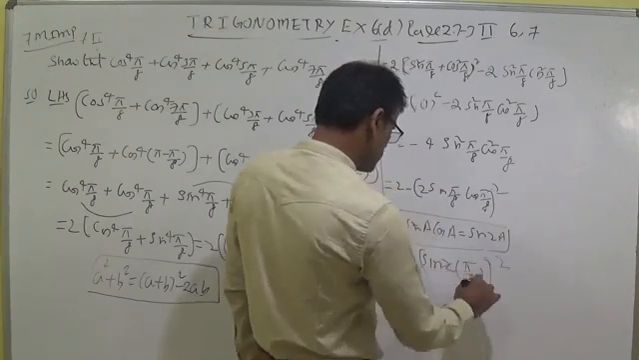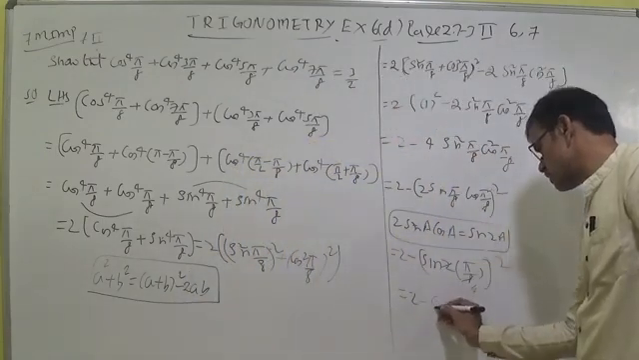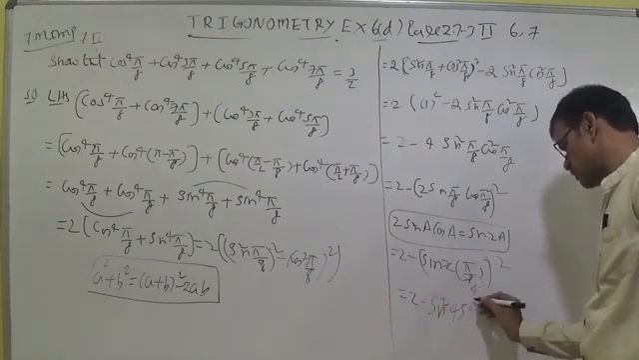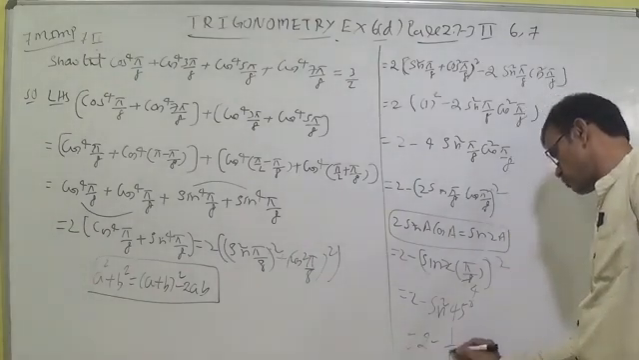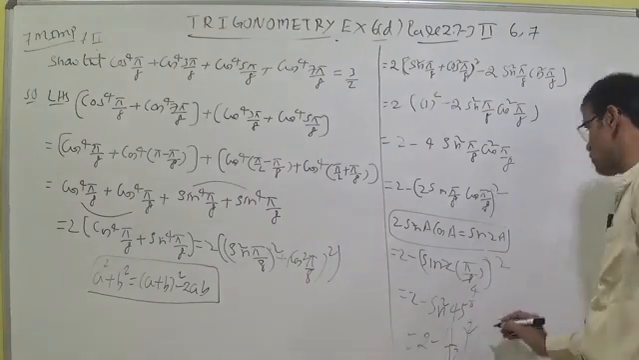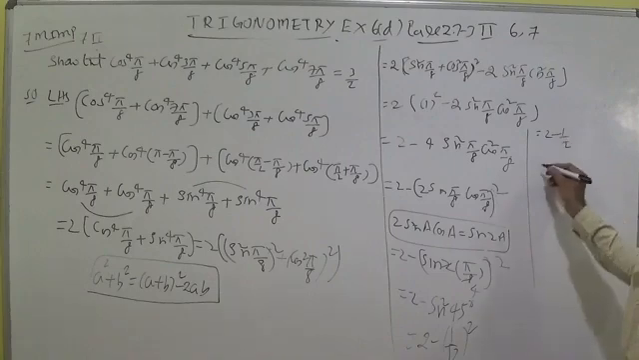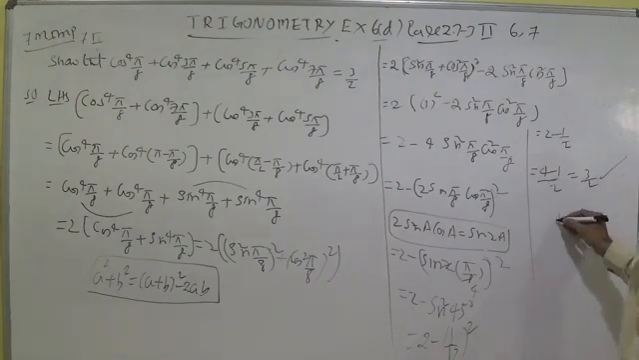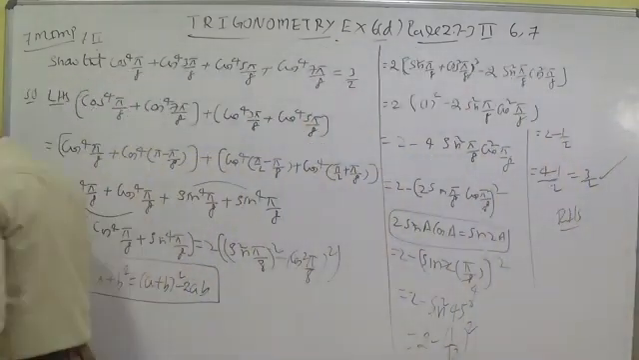Here 2 will be getting cancelled 4 times. That is equal to 2 minus, you can understand here is sin square 45 degrees. 2 minus sin 45 value 1 by root 2. So it is 1 by root 2 whole square. That is equal to 2 minus 1 by 2. Take LCM, so it is 4 minus 1 by 2 becomes 3 by 2. This is RHS. This is the important 7 marks sum.